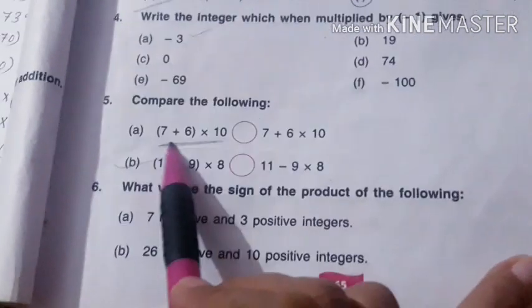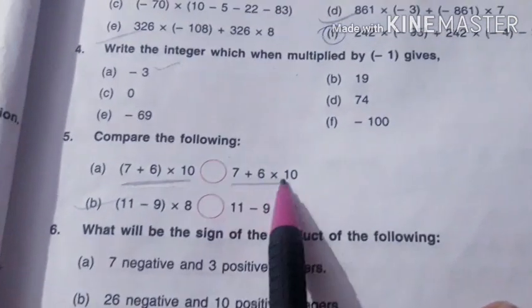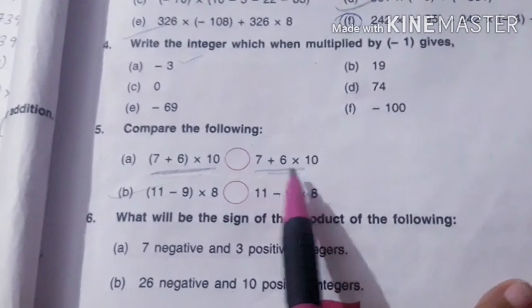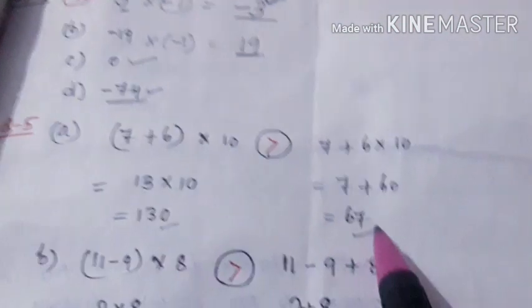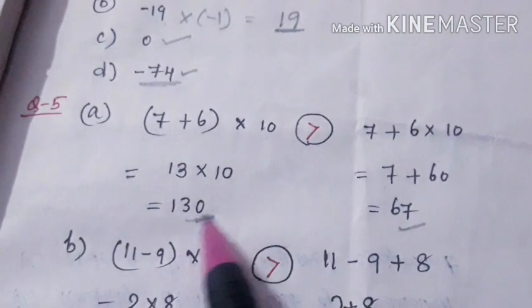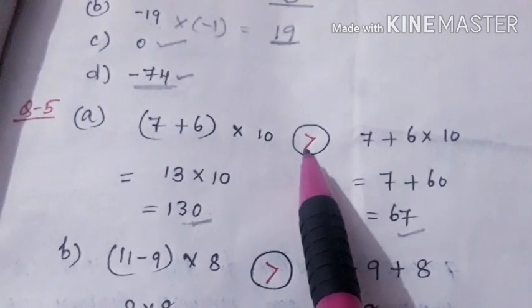See, in question number 5, compare the following. First you have to solve this and find the answer. In this case also, you then compare which one is greater than, less than, or equal to. See, 7 plus 6 into 10: 7 plus 6 is equal to 13, into 10, 130. Then 7 plus 6 into 10, that is 7 plus 60, which is equal to 67. Which is greater? This one is greater. Then you put the greater than sign here.